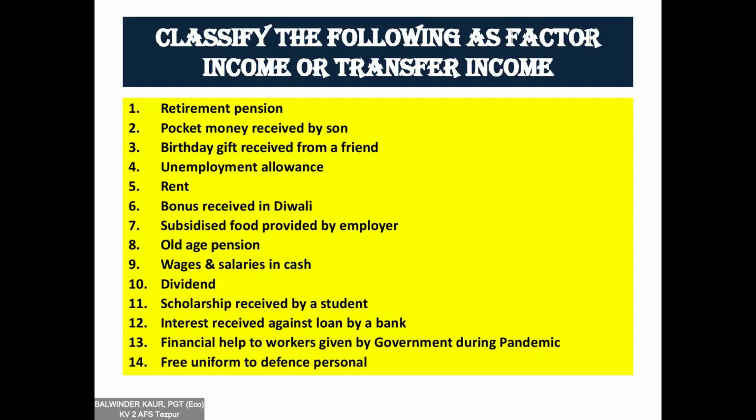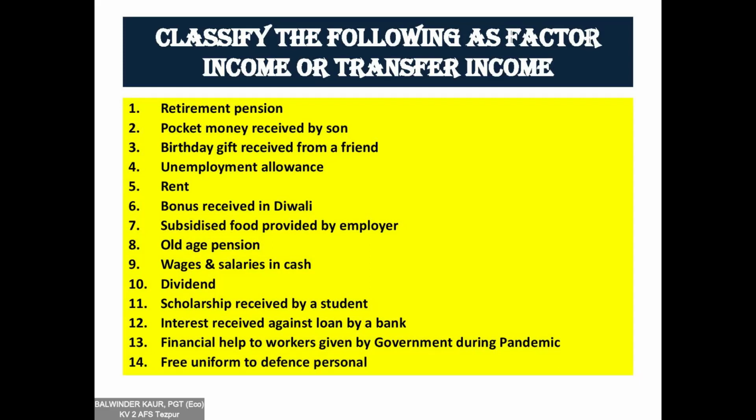Old age pension is a pension received by the people who are below the poverty line. It is given by the government, so it is a transfer income. Wages and salaries in cash are for the work done by the employees, so it is a factor income. Dividend is a factor income as it is received by the shareholders and it is a part of profit. Scholarship received by the student is a transfer income because it is a one-sided transfer.